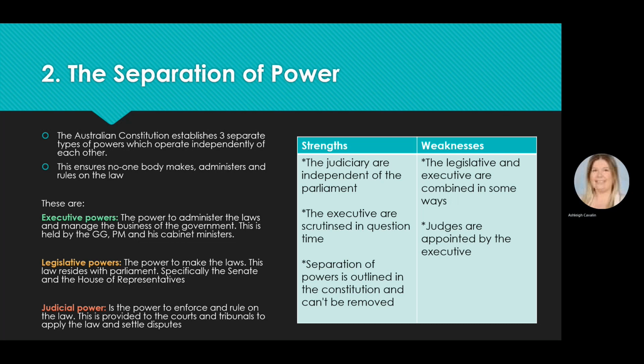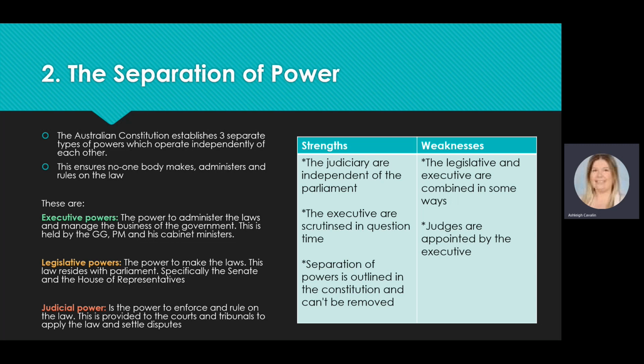These are executive powers. This is the power to administer the laws and manage the business of the government. This power is held by the Governor-General, the Prime Minister, and his cabinet ministers. This slightly overlaps with the legislative powers, which is the power to make the laws. This power resides with Parliament, specifically the Senate and the House of Representatives. Remember, the Prime Minister and his cabinet ministers all hold seats within Parliament. As such, they are also part of these debates.